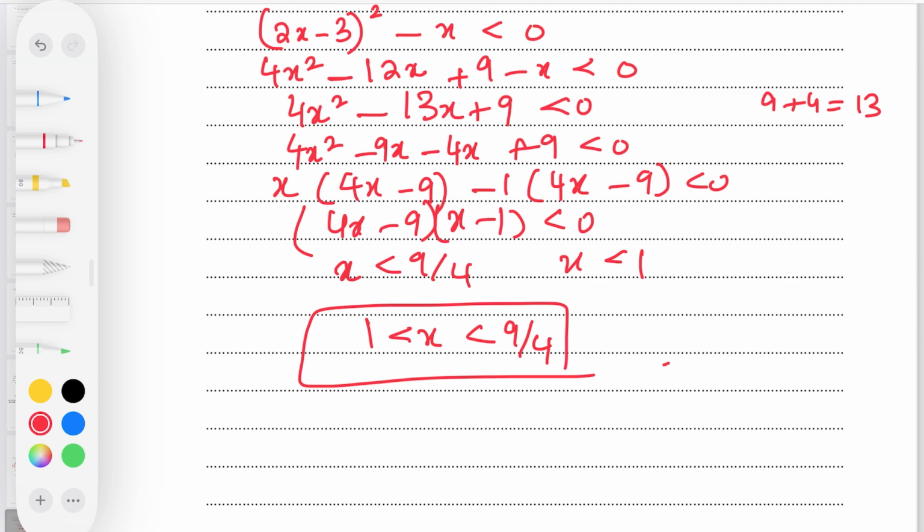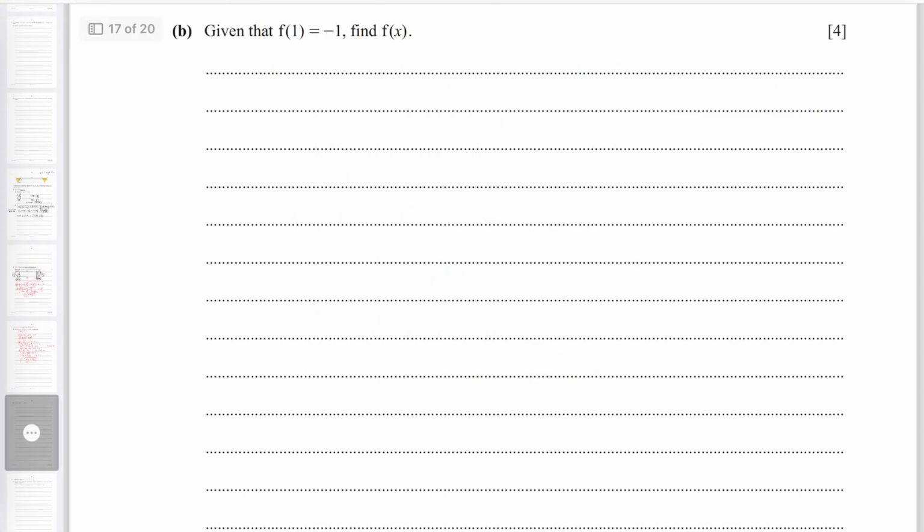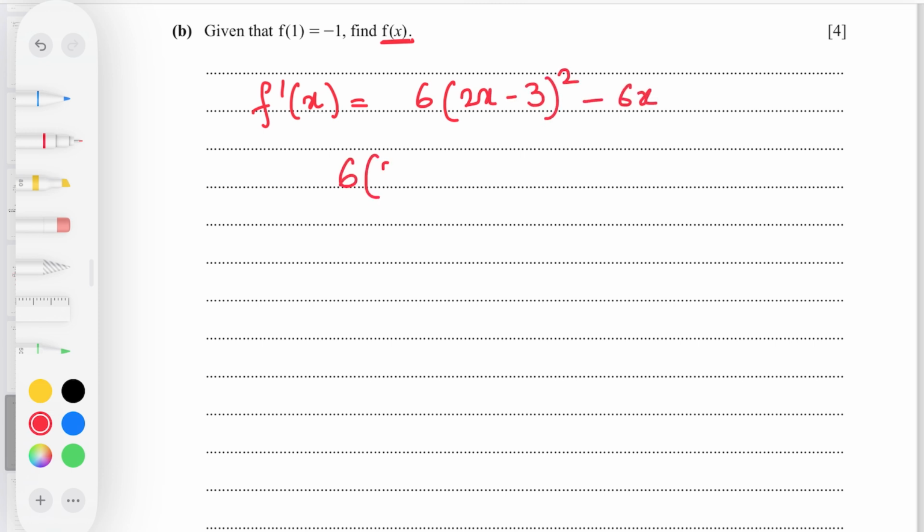All right, now let's look at the next question. The next question says, given that f of 1 equals minus 1, f of 1 equals minus 1 means we have to find the equation f of x. F bar x is given to me as 6. Let's integrate it. Add plus 1 to the power, divided by new power, into the differential of the inside expression.